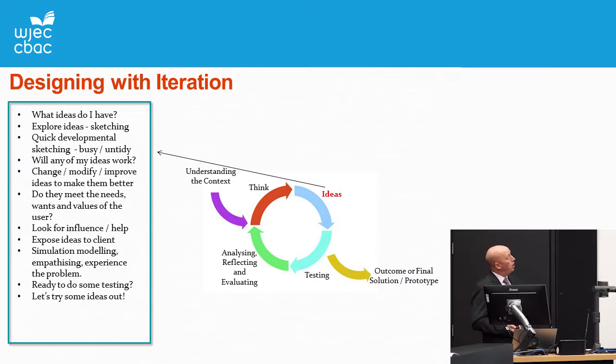So here we want, what ideas do I have? Let's explore those with some sketching. So it might be a revisiting of the initial ideas that they came up with first, and then a bit more of a focus, going into a bit more depth. What are my ideas? What do they look like? How would they work? How would they be manufactured? How does the user interact with them? How do they function? What sort of materials would I use, and so on?